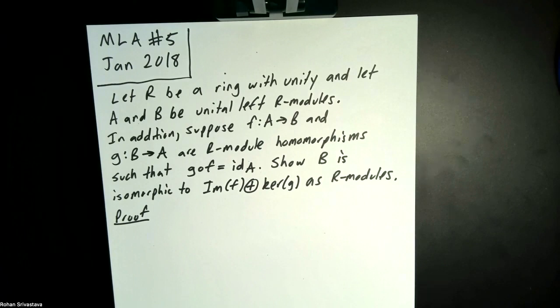Okay, this problem says let R be a ring with unity and let A and B be unital left R modules. In addition, suppose F from A to B and G from B to A are R module homomorphisms such that the composition G composed with F is the identity map on A. Show that B is isomorphic to the image of F direct sum the kernel of G as R modules.